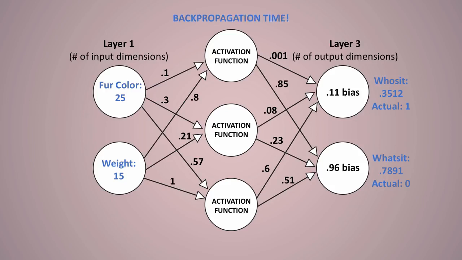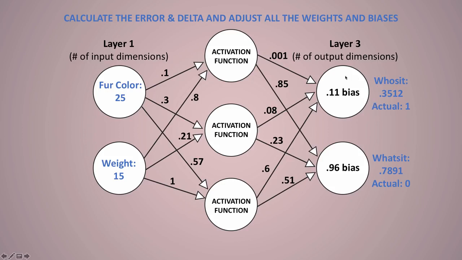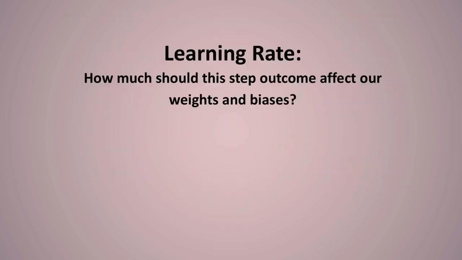So then it's backpropagation time. We're going to calculate the error and the delta, which is the difference, and we're going to adjust all the weights and the biases. We're going to go backwards through each step, and we're going to adjust these biases and these weights some. We're not going to necessarily adjust them all the way, but we're going to adjust them some. How do we know how much we're going to adjust them? Well, we do that through our configurations.